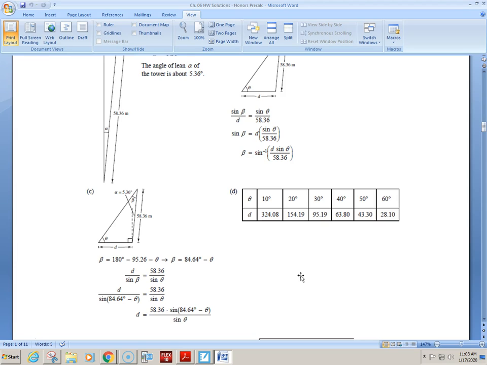You weren't plugging in beta. You were plugging in for beta. They told you what the angle of lean was for the Leaning Tower of Pisa. So that angle of lean was 95.26. You're like, okay, there's 180 degrees, sorry, 180 minus 95.26, so there's 84.64 left over for the other two guys.